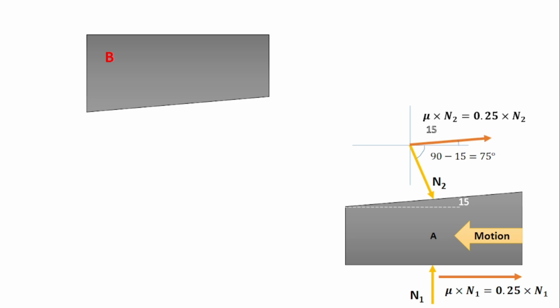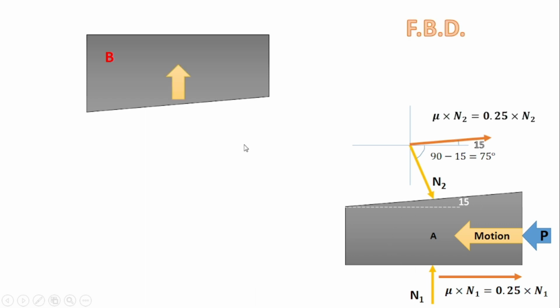0.25 into N2, and the angle of friction force is 15 degree, that is the angle of this surface. So as per the rules, we have shown the friction force normal. Now we'll show the forces present on this block. The only force present is P force, it is acting towards left direction. So this is the FBD for the block A.